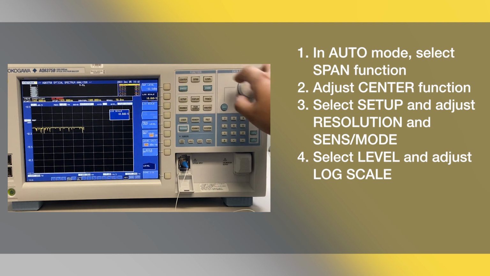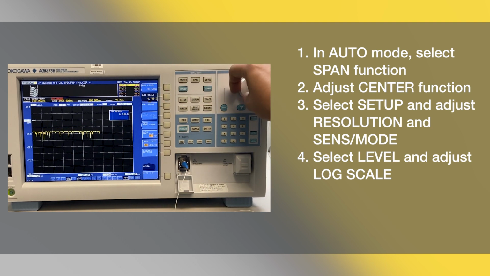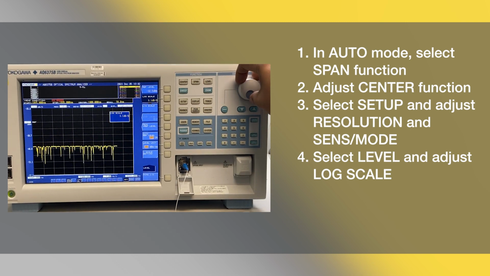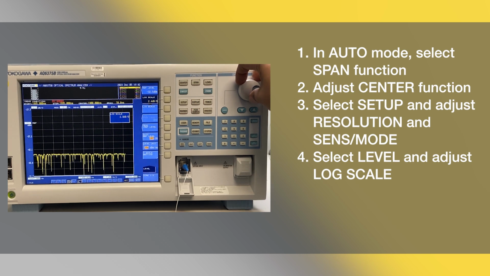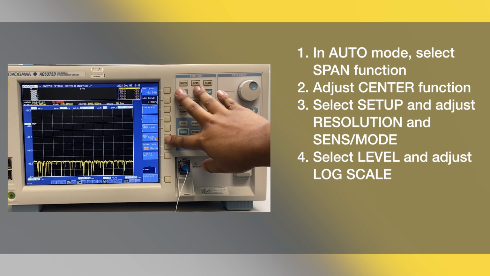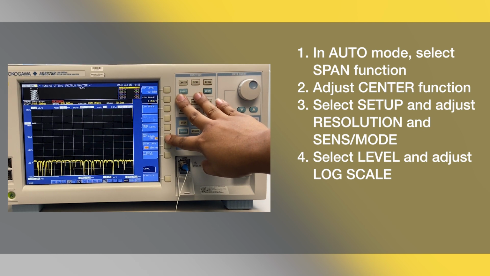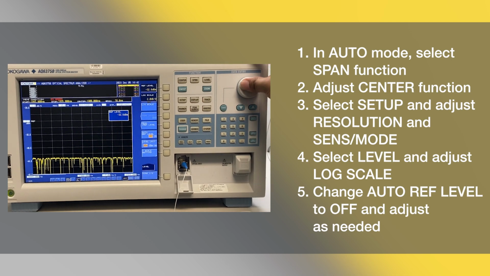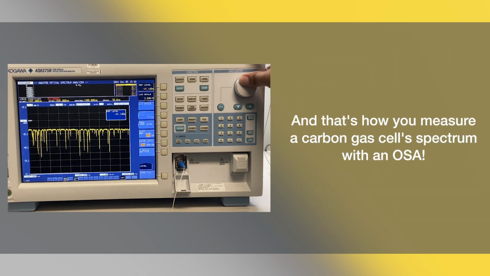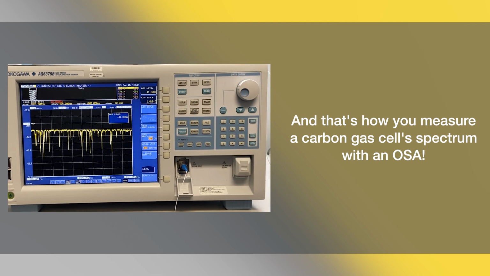So let's change our log scale to something a bit lower so we can see those peaks even better. So I'm going to put it to about 2. And just kind of have it change that reference level so we can see it pretty well from there.